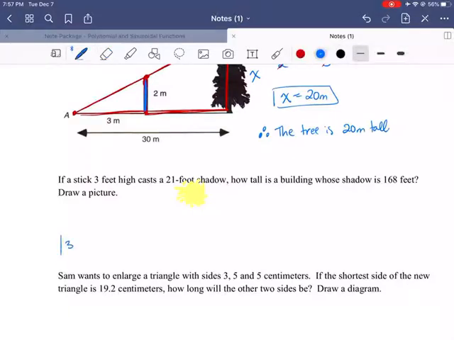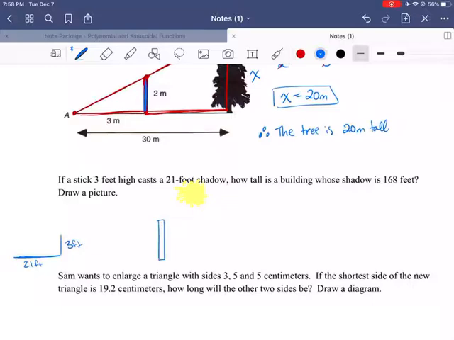And it's casting a 21-foot shadow. So 3 feet high, and it's casting a 21-foot shadow. How tall is a building whose shadow is 168 feet? So we're looking for the height of the building.